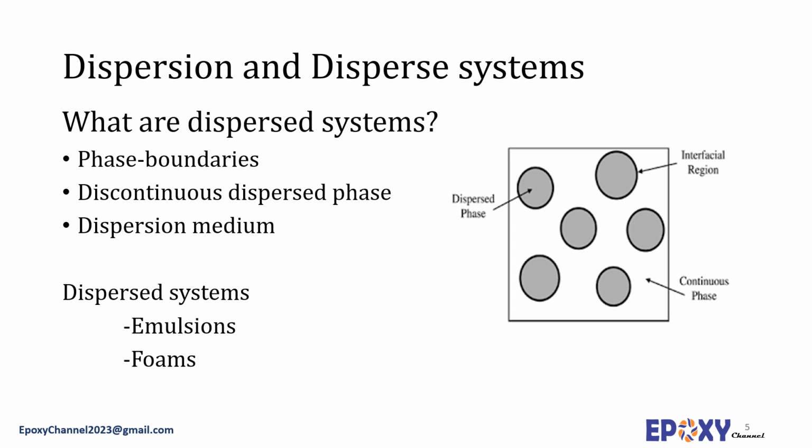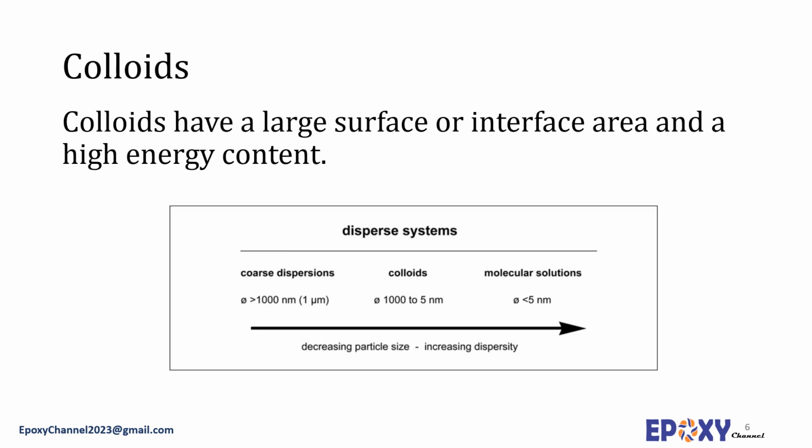The phase boundary exists between the dispersed phase and the dispersion medium. This phase boundary chiefly determines the final properties of the dispersed systems. In case of a liquid dispersion medium, for example a resin, if the dispersed phase is a liquid, the system is an emulsion, for example silicone resin emulsion, and if the dispersed phase is a gas, it is a foam. Here the focus is on liquid-solid systems in which the dispersed phase is a solid, for example pigments and fillers.